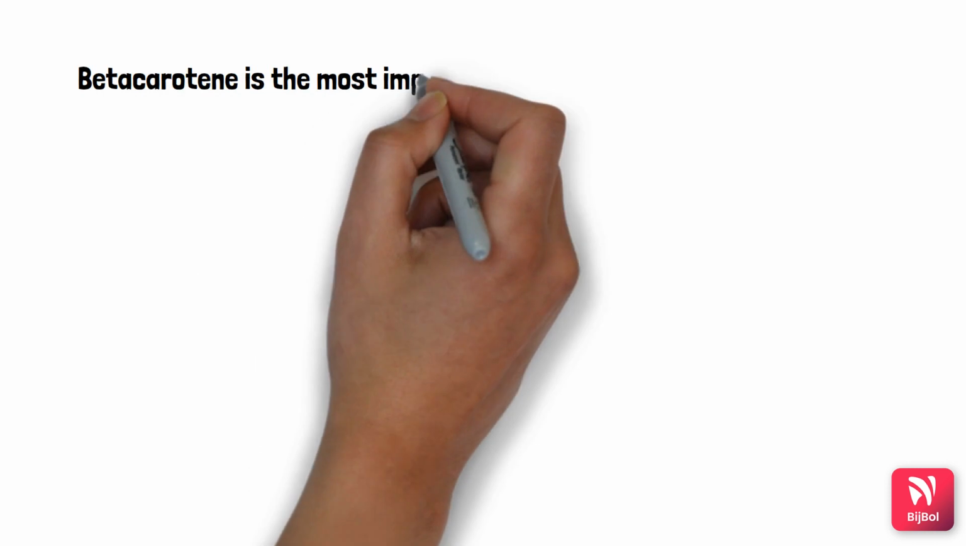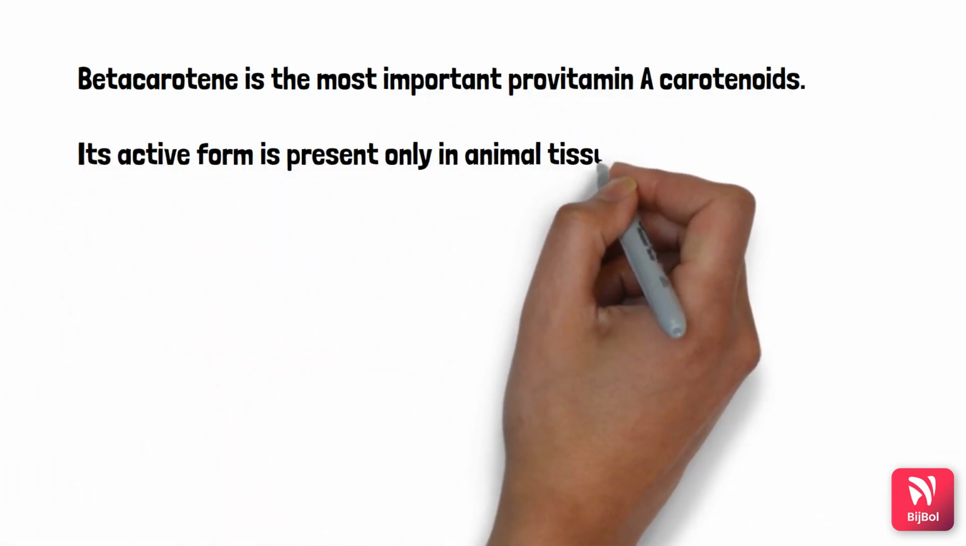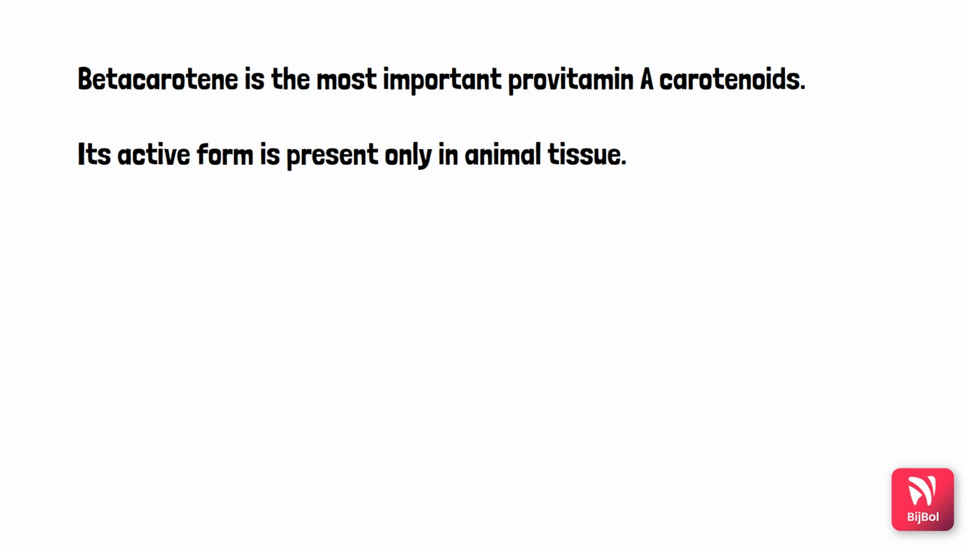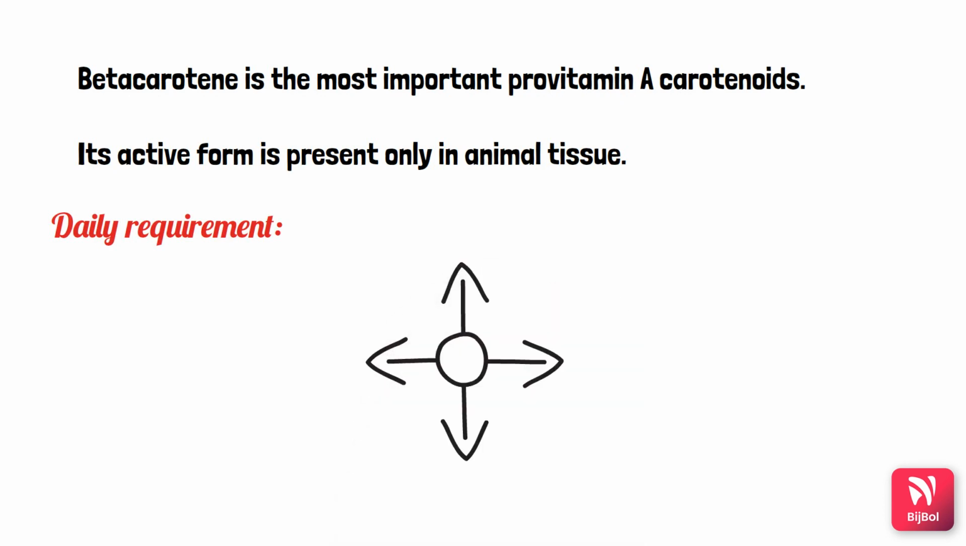Apart from these, several carotenoids are also present. Amongst these, beta carotene is the most important provitamin A carotenoid, and the vitamin A active form is present only in animal tissue. Now let us discuss the daily requirement of the most important vitamin, that is vitamin A.